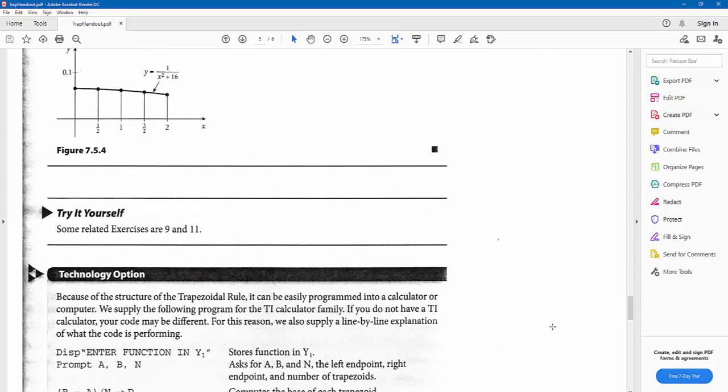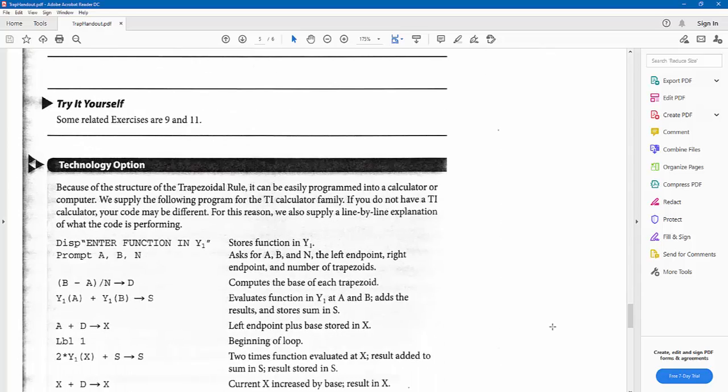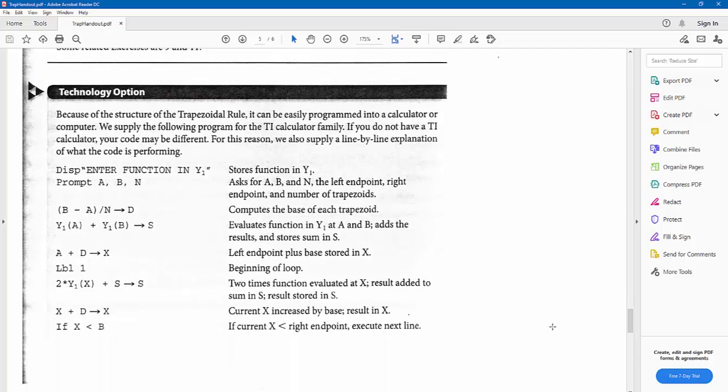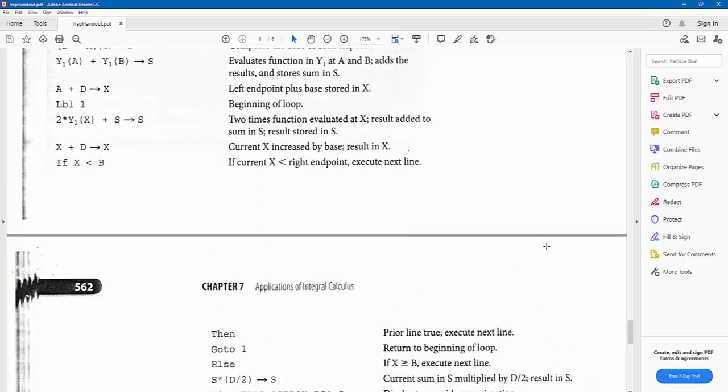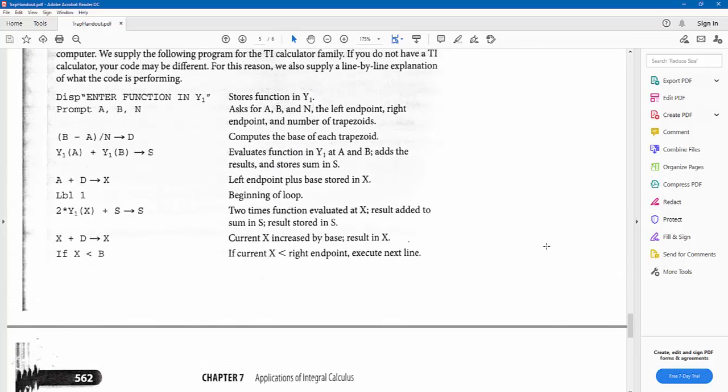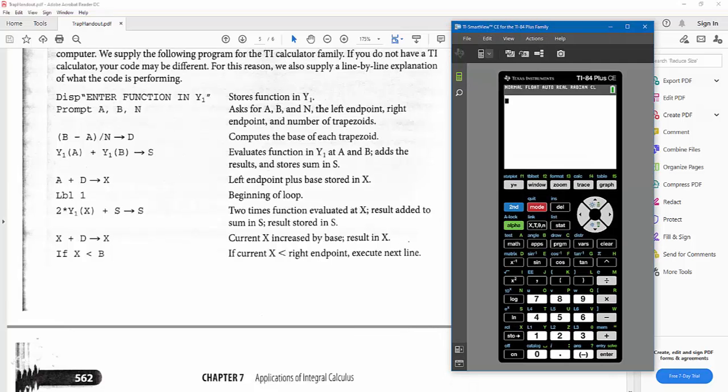And here we are getting to the program. So now the program starts here and it continues on to the next page. But let me back up here. What I'm going to do is call up my calculator and actually enter the program on my calculator. So these are the lines of code over here.